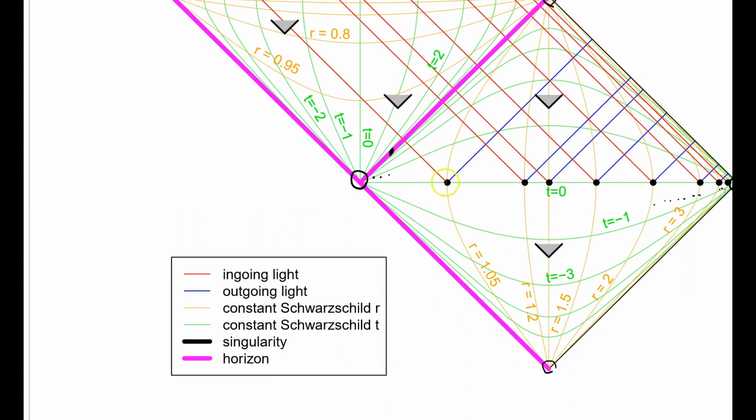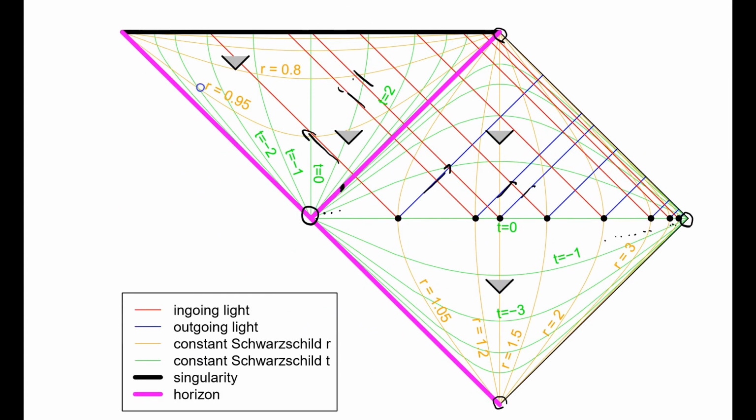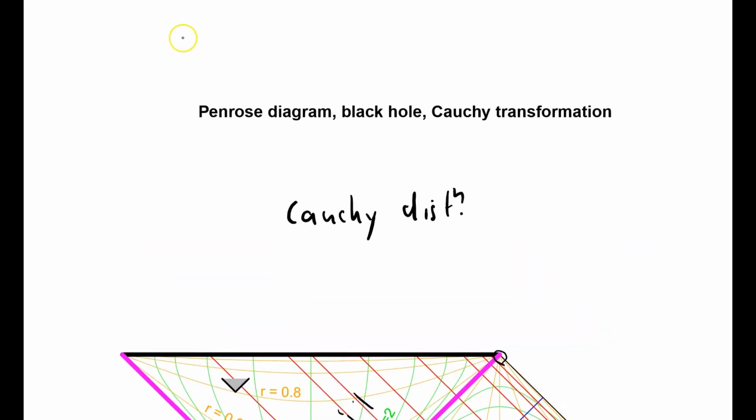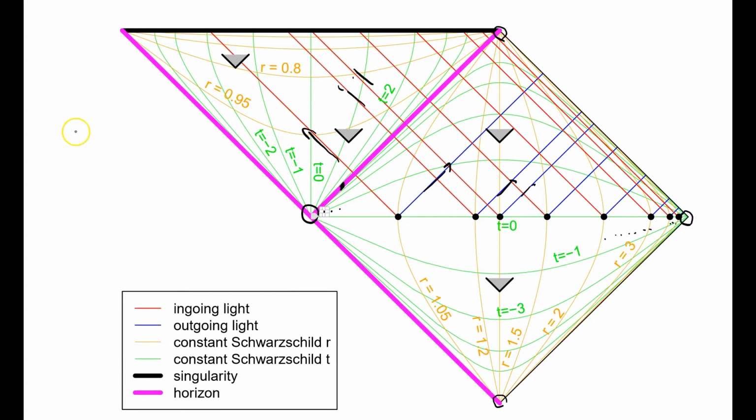What else have I got here? I've put ingoing light rays. We can see that the ingoing light rays are nice 45-degree lines, and outgoing light rays are drawn in blue here. We can also see the behavior of space-time inside the black hole here, and we can see that here, of course, the radial coordinate is behaving more like a time coordinate, r is behaving like a time coordinate, and t is behaving like a spatial coordinate.